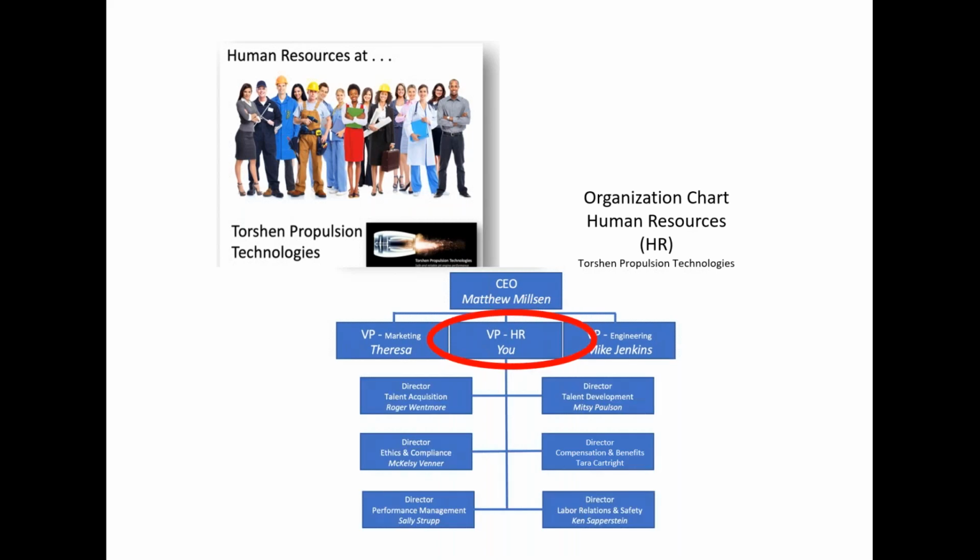Next slide, please. Reporting to you are 6 people, 6 directors. Left, Talent Acquisition, Roger Wentmore. Director of Ethics and Compliance, McKelsey Venner. Director of Performance Management, Sally Strupp. Director of Talent Development, Mitzi Paulson. Director of Compensation and Benefits, Tara Cartwright. And Director of Labor Relations and Safety, Ken Saperstein. So you see, you have a full complement of HR functions reporting to you, each with a director, so executive level, all looking to you for guidance and leadership.